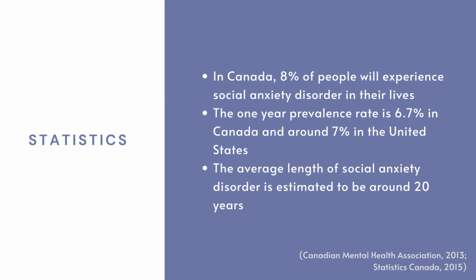Statistics. Social anxiety is one of the most common anxiety disorders, as well as one of the most common psychiatric illnesses. In Canada, 8% of people will experience social anxiety disorder in their life. The 1-year prevalence rate in Canada is 6.7%, while it is around 7% in the United States. Social anxiety is typically chronic. Some indicate that the average length is around 20 years.